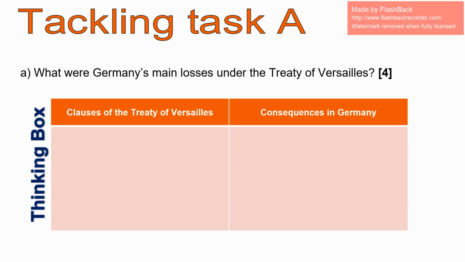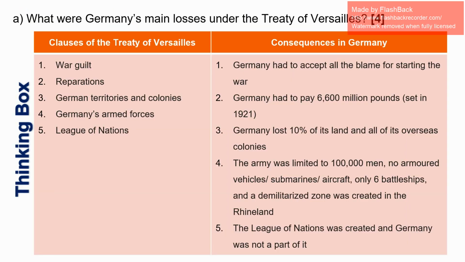Think about the clauses of the Treaty of Versailles, and then when you have all the clauses written down so you don't forget important ones, you think about how those clauses affected Germany and the fact that, of course, those clauses meant losing things. So a possible answer could be this one. War guilt, reparations, German territories and colonies that they lost, Germany's armed forces that, of course, were reduced, and the League of Nations, that was created and Germany was not invited. Those are the main clauses, in very general terms.